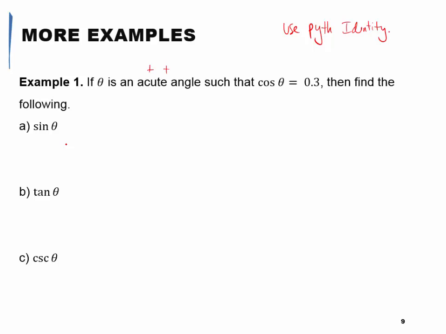A lot of you are getting to the point where you're square rooting both sides as you convert it into a fraction. Don't forget to square root the top and square root the bottom. And don't worry about plus or minus because it's an acute angle. So, what's 1 minus 0.09 equal to?